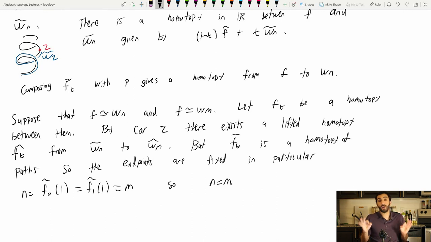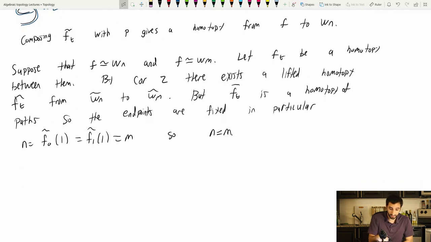So no two of omega N and omega M are homotopic. Again, to summarize, every loop is homotopic to omega N, and that N, the integer, determines the homotopy class. And there we have it. So the fundamental group of S1 is isomorphic to Z.